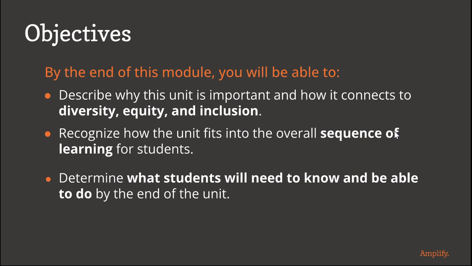By the end of this module, you will be able to describe why this unit is important and how it connects to diversity, equity, and inclusion. Recognize how this unit fits into the overall sequence of learning for students. Determine what students will need to know and be able to do by the end of the unit. At the conclusion of this learning module, we will also give you a chance to reflect on how what you have learned about this unit will influence your planning moving forward.